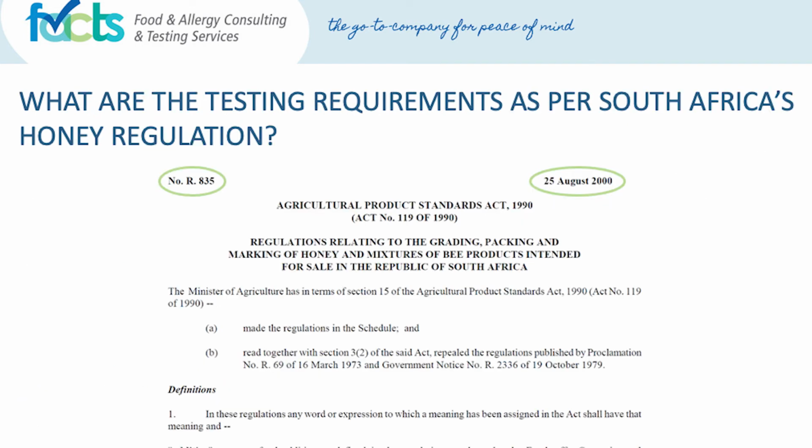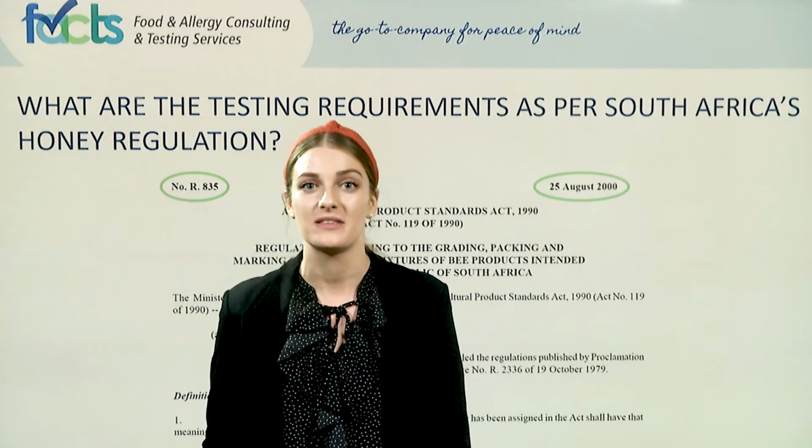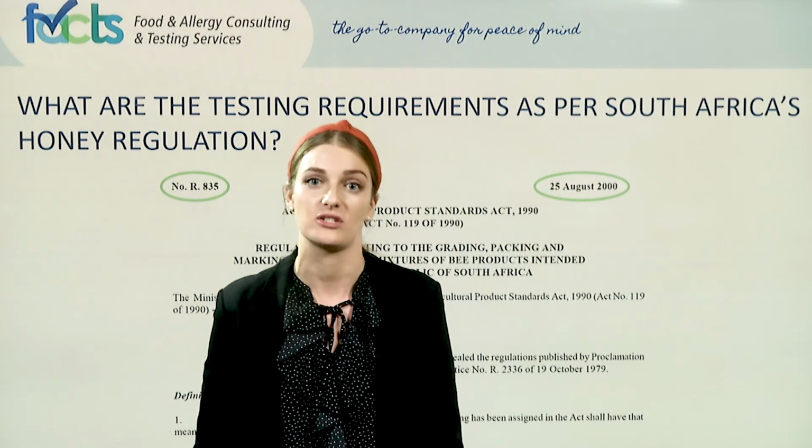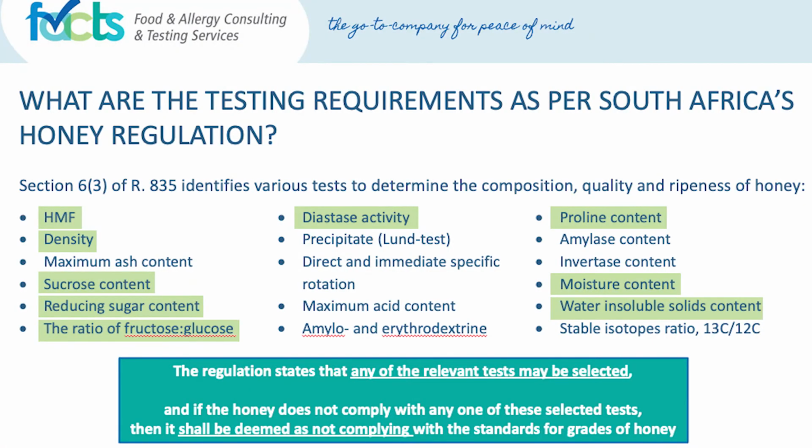All right, now we've spoken about the testing, let's go on to talk about what are the testing requirements as per South Africa's honey regulation. In our country, we have a regulation R835, which was published over 20 years ago. Yanush will be speaking about this in more detail later, but I'll be focusing on the different testing aspects of the regulation. R835 identifies various tests for determining the composition, ripeness, and quality of honey. These tests are listed on screen.